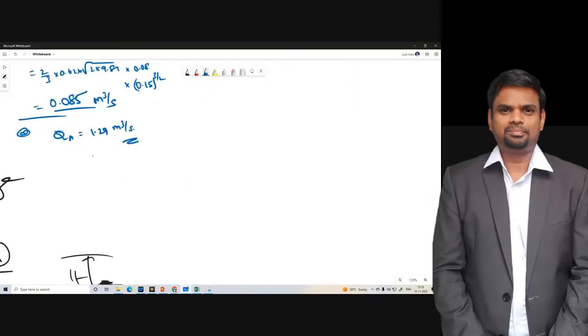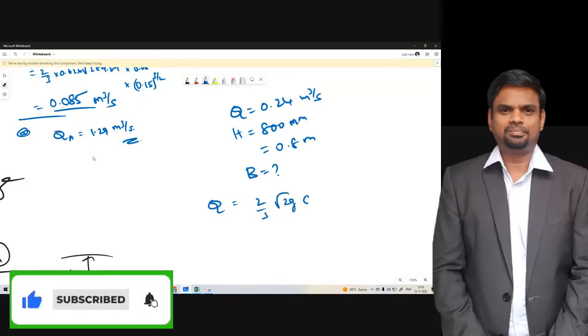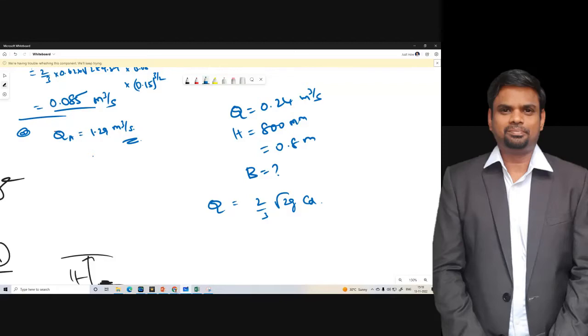Coming to that problem, it is given that Q is equal to 0.24 meter cube per second when the head of the water is 800 mm, that is 0.8 meters. What is B? It's a straightforward application, right? Q equal to 2 by 3 square root of 2G CD into B into H power 3 by 2. That is the actual Q for a rectangular notch. B is the only unknown parameter. Rearranging, you will get B equal to this much meters.